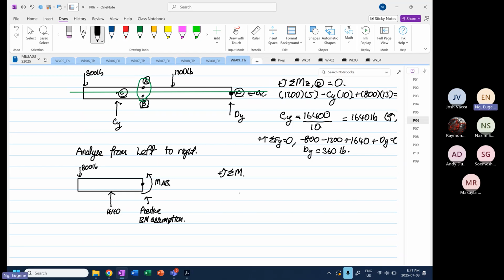summation of moments about point AB location is equal to 0, right? So we are going to do our bending moment at point AB.